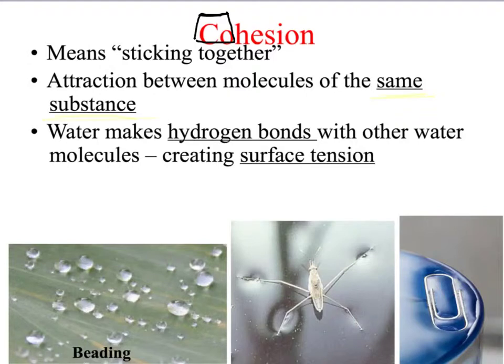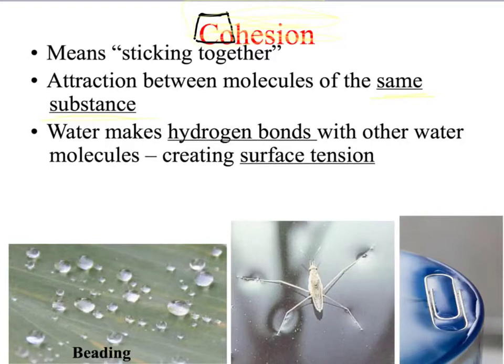So this, too, is another vocabulary word. So make sure you go ahead and highlight that in your notes. I'm trying to highlight. There we go. Kind of, sort of highlighted. And this happens because water is making hydrogen bonds with other water molecules, and that creates surface tension.